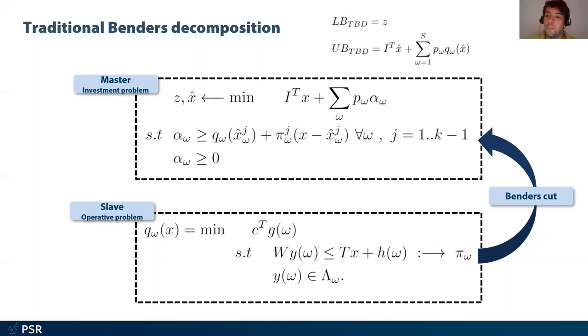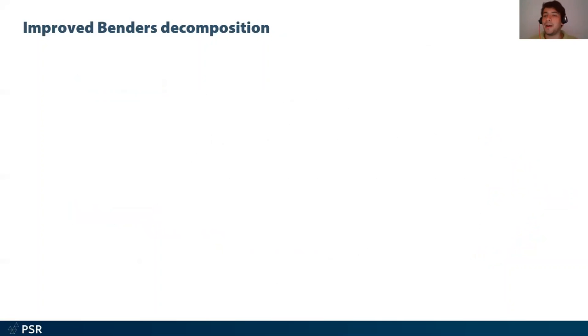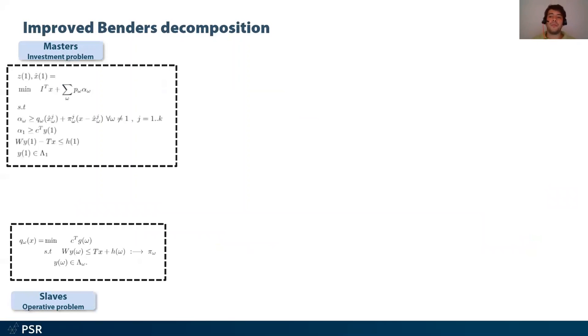The first thing I will propose here is an improvement in the Benders decomposition. So instead of simply minimizing investment costs, let's minimize investment costs, but let's take into consideration one specific scenario of the operation. So let's add to the master problem one scenario, in this example here, the scenario number one of the operative scenarios, of the operative problem, which is this scenario I'm highlighting here.